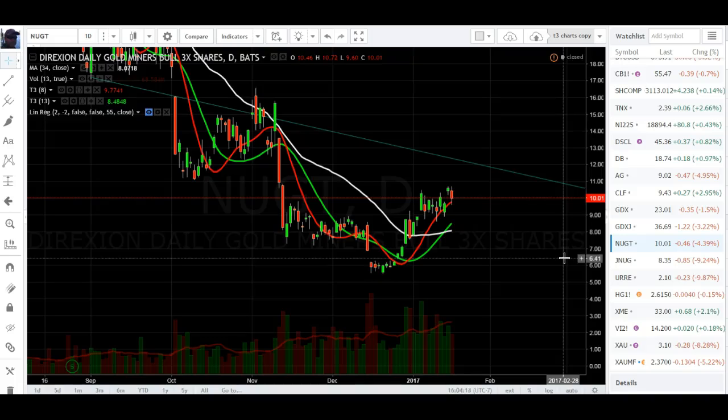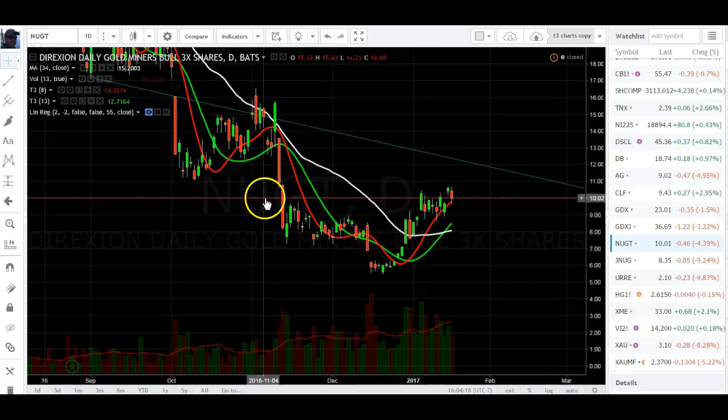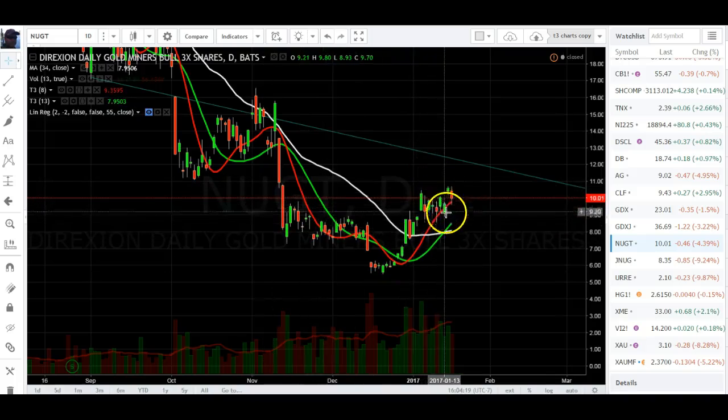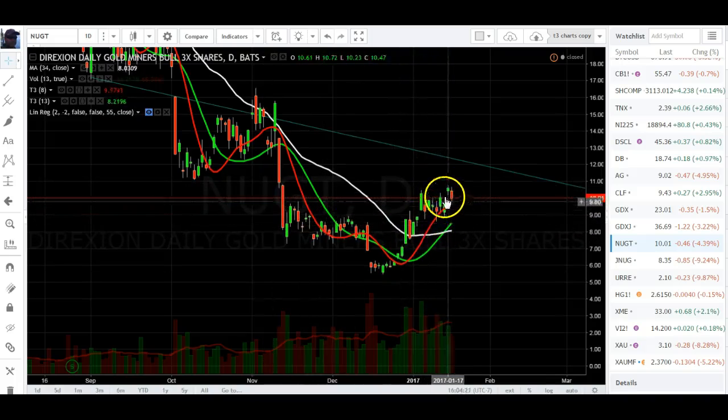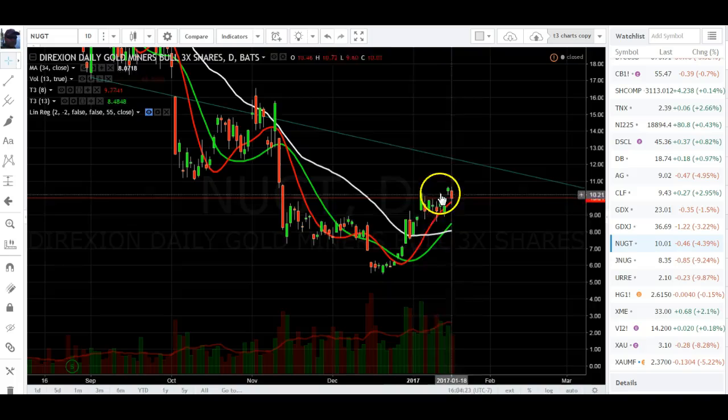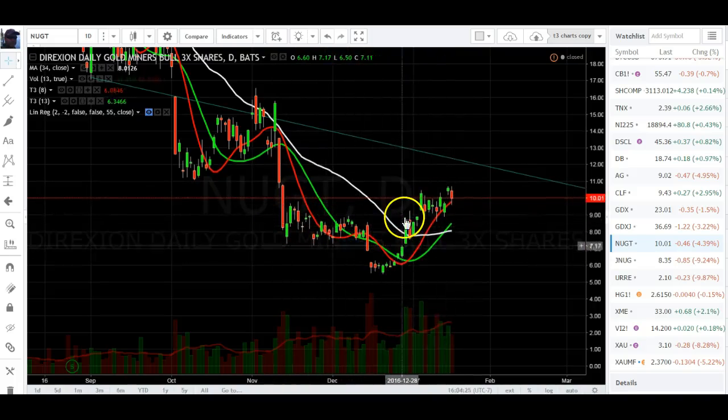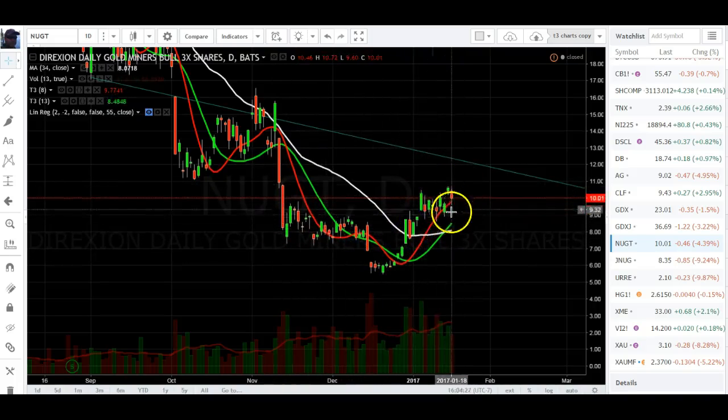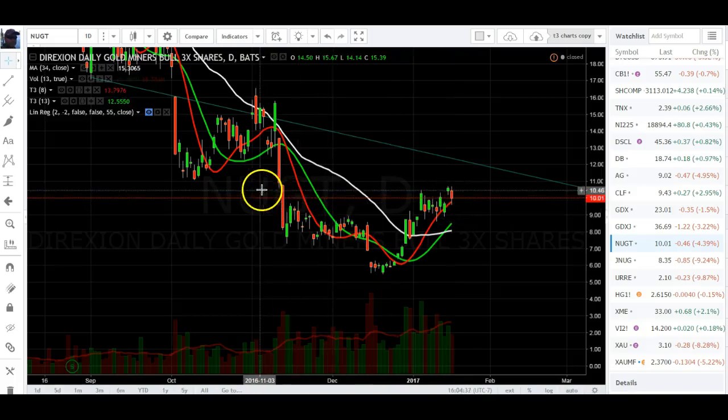Nugget as well. You get the reverse head and shoulders coming in. Not sure if this can be a completed right shoulder or not. You got the left shoulder, head, and then the right shoulder. Nice U. So I'm thinking just a rejection, coming back into support, gather its legs, and then sayonara.